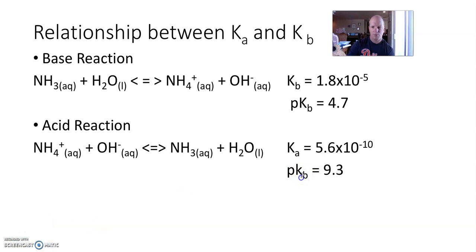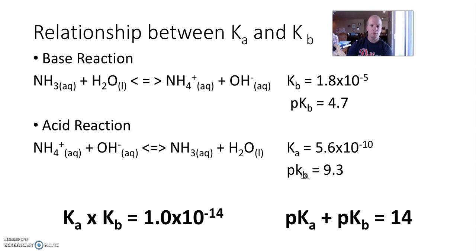I just noticed another typo here. That should be an A. Our pKa then for this is 9.3. If you notice, they're both weak acids and weak bases, so they're both positive. And what happens if I add up 4.7 and 9.3? I get 14. Oh, sounds familiar. So pKa plus pKb gives us 14.